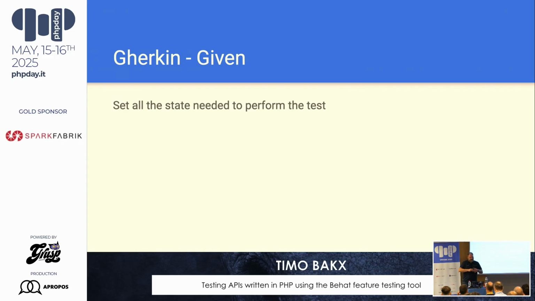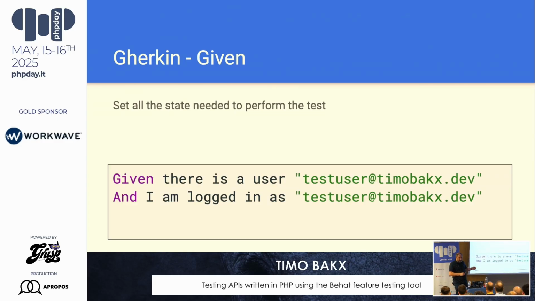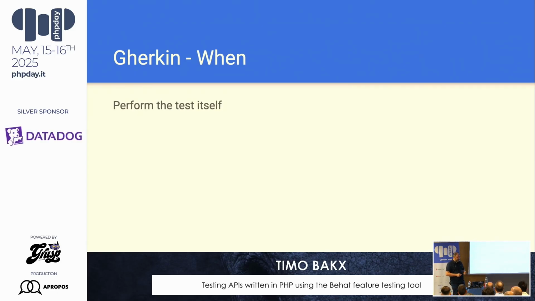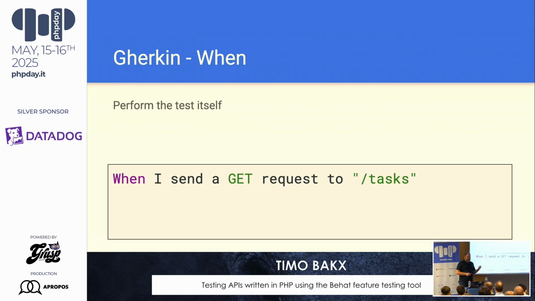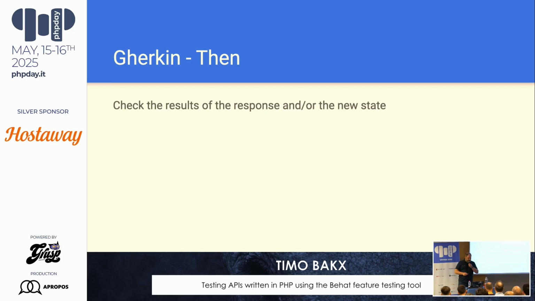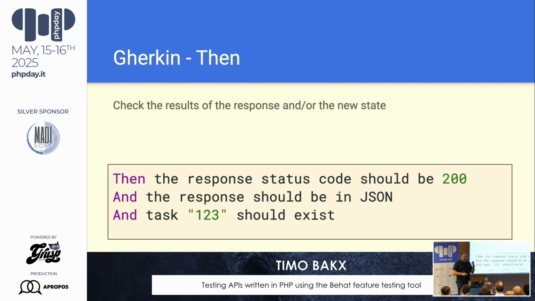The given part is actually the setup of the state, what you would expect with PHPUnit in the setup part. So, for example, you set up a user in the database and you make sure that you're logged in. The when of Gherkin is the test itself. In our case, a call to a specific endpoint. And the then is the actual check to see if everything went okay. We use that to check the response status codes, we check the response type, and we check the database again to see if stuff is actually executed.